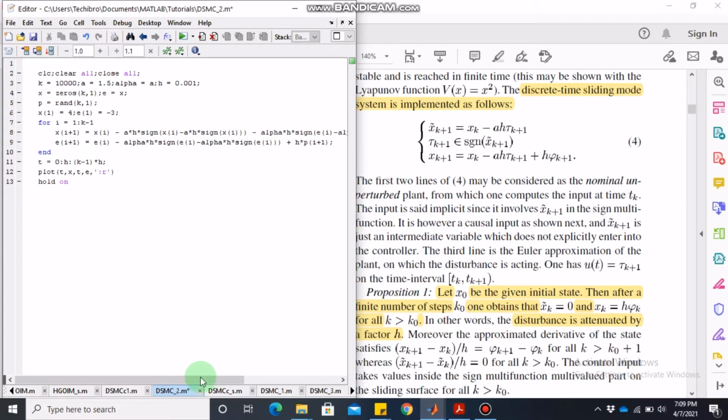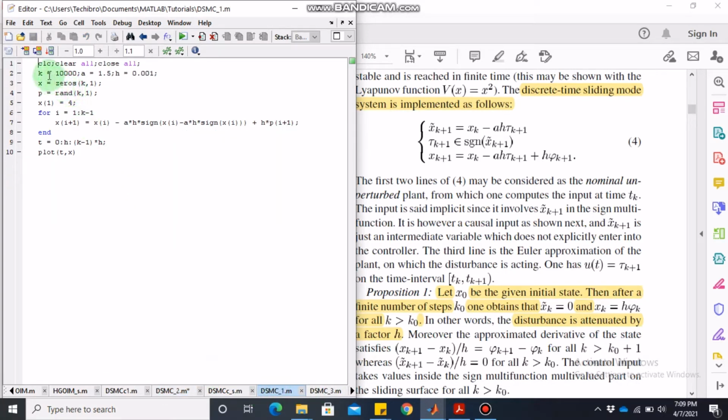So for example, if we go to discrete SMC part 1, let us suppose we are going to run this file for 10,000 time steps. A is the upper limit of the disturbance function, so this disturbance function should be upper bounded by value A. I have chosen A to be 1.5, and I have chosen my disturbance to be random. This is a random vector using the rand function in MATLAB, so it generates a random number between 0 and 1. So disturbance can be any random number between 0 and 1.